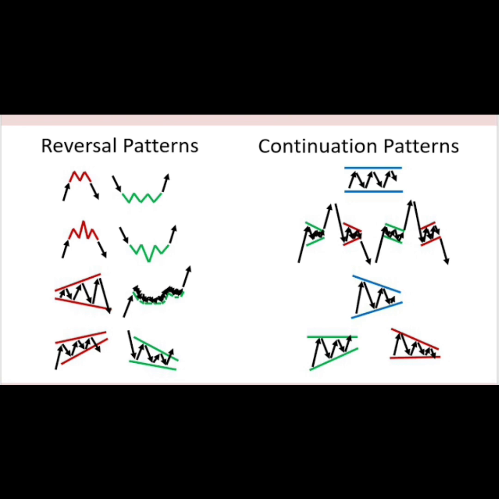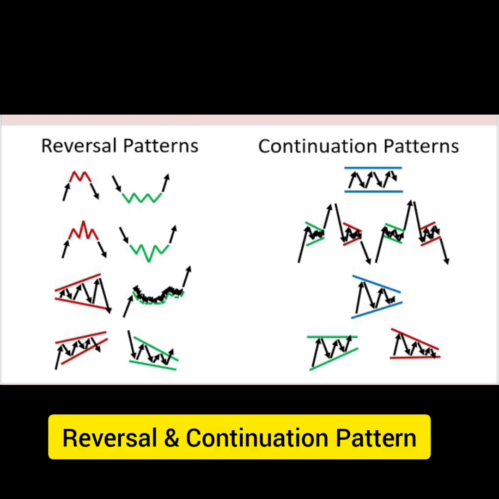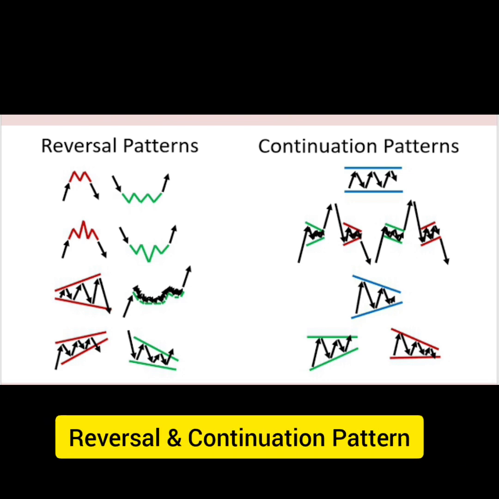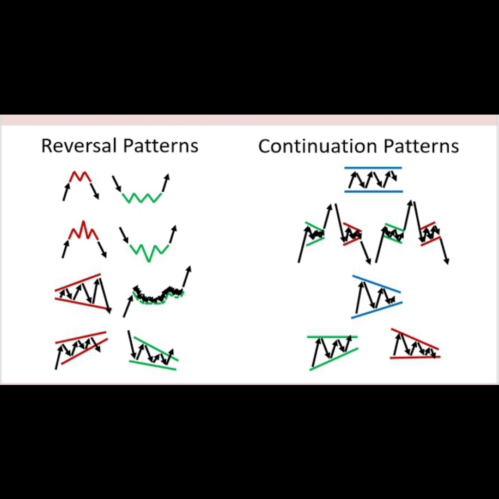Now, we have basically two types of trend patterns. We have the reversal patterns and, of course, the continuation patterns. The reversal patterns are most likely going to show you when a trend is about to end and reverse to the opposite direction. In other words, if you are in an uptrend, the reversal pattern will show you that the trend is about to end and the market is about to reverse towards the opposite direction. But the continuation pattern is most likely going to show you that the trend is going to continue in the same direction in which it was moving before.